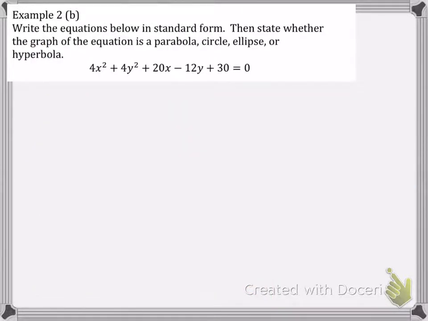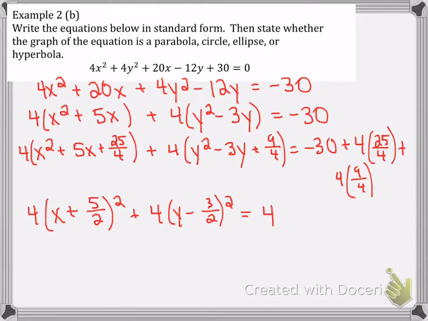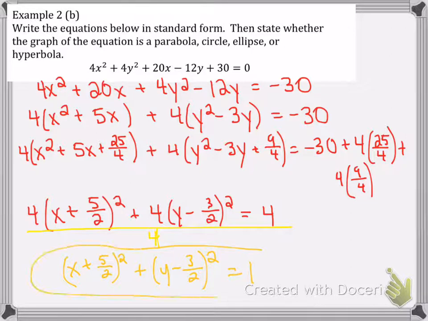Example 2b, same directions, so take a minute and complete your square. Now, after we complete the square, we get this equation. This equation is actually going to turn out to be a circle. Even though I have a term in front of the x and the y, since they're the same, I can divide through by that term. So then I get (x plus 5/2) squared plus (y minus 3/2) squared equals 1.